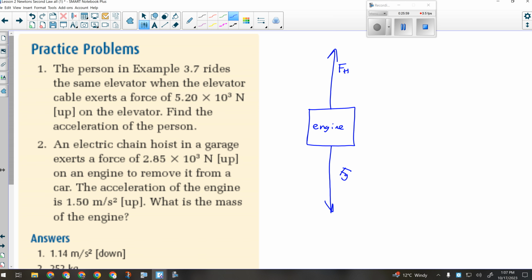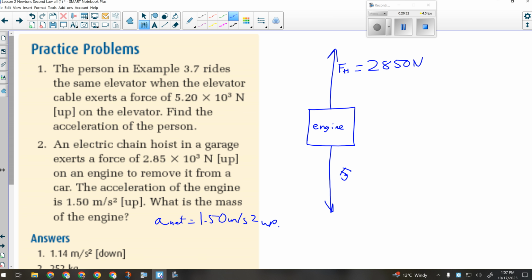Okay, the other thing they tell me is the acceleration. The overall acceleration, or what we might call the net acceleration, because that's really what it is, is 1.50 meters per second squared, up. And the last thing they tell me is that the force in the hoist actually has a value of 2,850 newtons.